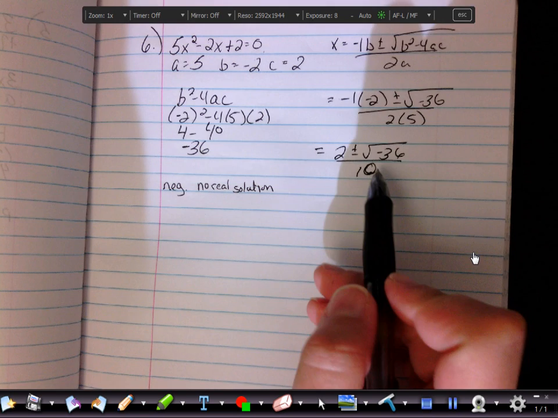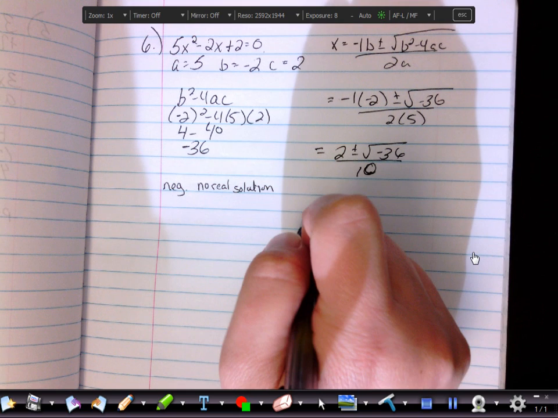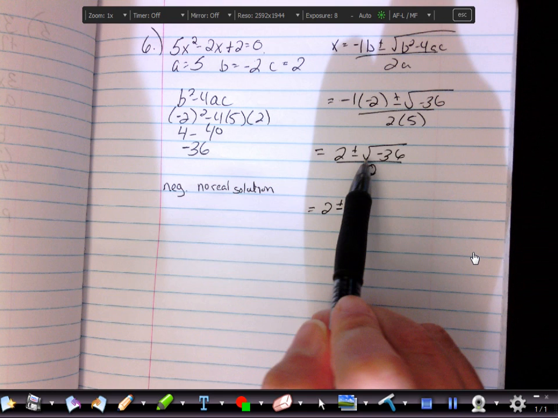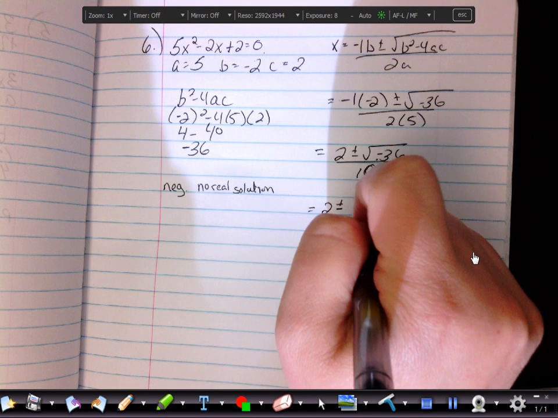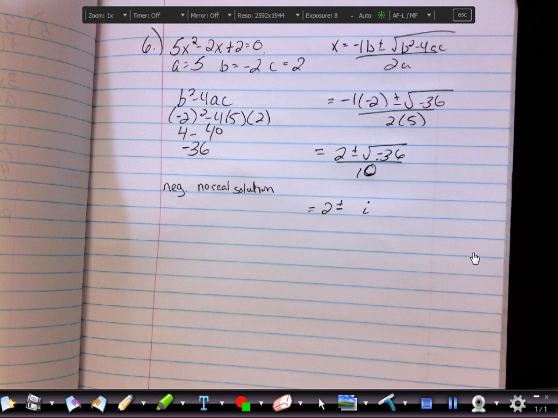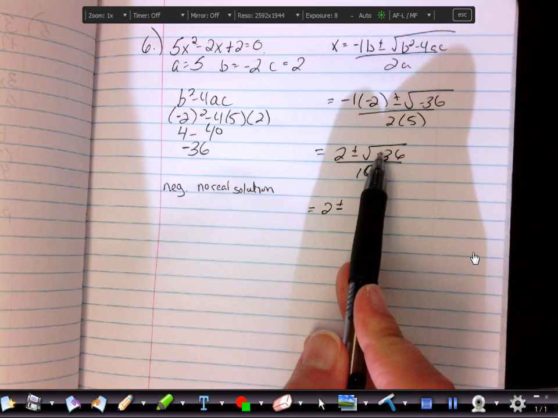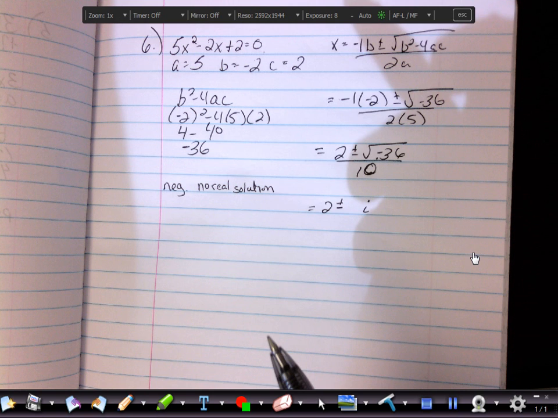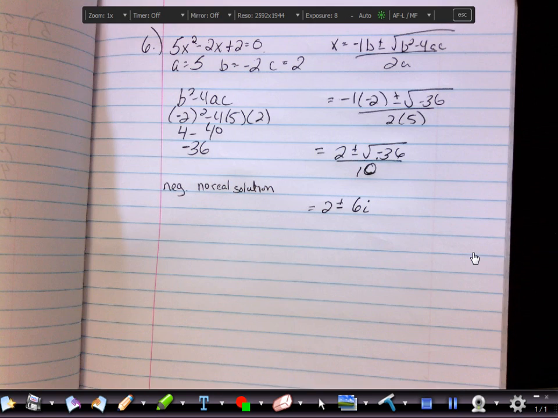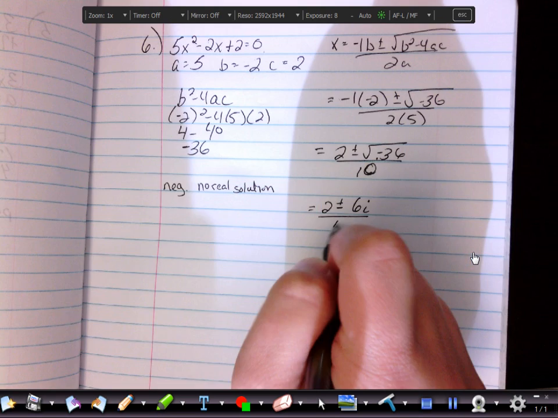Now when I take the square root of negative 36, we're going to do exactly like what we did in 9-7. Anytime I see the square root of a negative, I know I'm going to have a little bitty i for imaginary. Basically what that does is it's the same thing as the square root of negative 1. So it just moves that negative out of the way so that I can take the square root of 36. And the square root of 36 is 6. So we're going to call that 6i over 10.